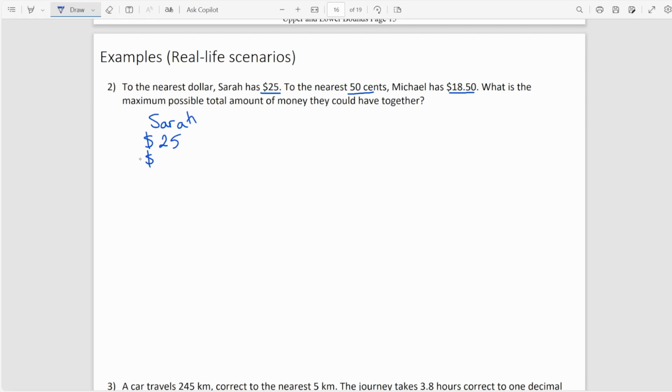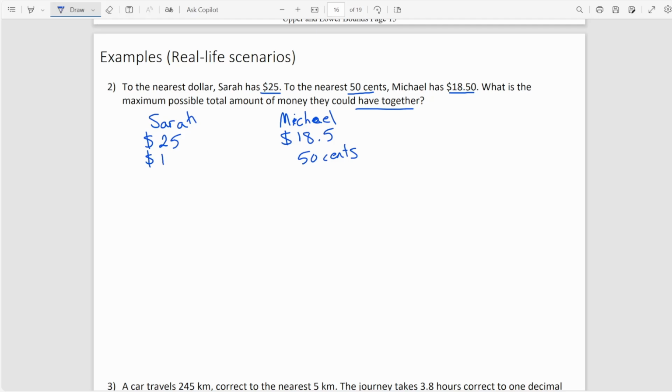Okay. And we have Michael with $18.5 to the nearest 50 cents. I forgot to write the 1 here, okay? Now, we're being asked, what is the maximum possible total amount of money they could have together?